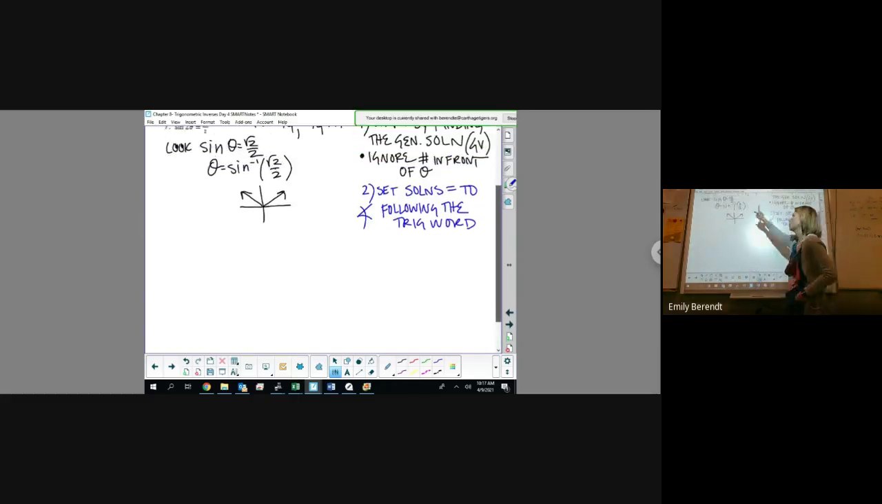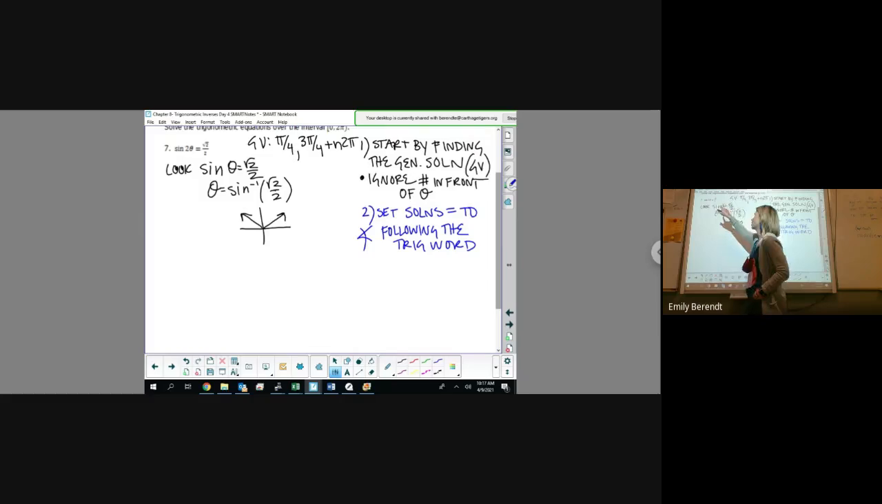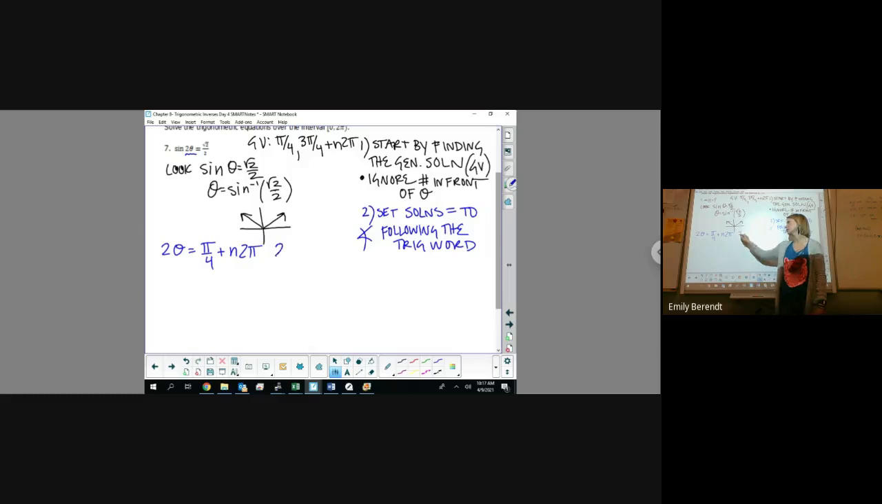So the angle after, let me scroll back up just a little bit, the angle after the trig word is 2 theta. So we take 2 theta and we set equal to the first part of our general value, which was pi over 4 plus n 2 pi. And you take the angle 2 theta and set it equal to the other part of your GV, 3 pi over 4 plus every 2 pi. All right, so third part would be to solve for theta.